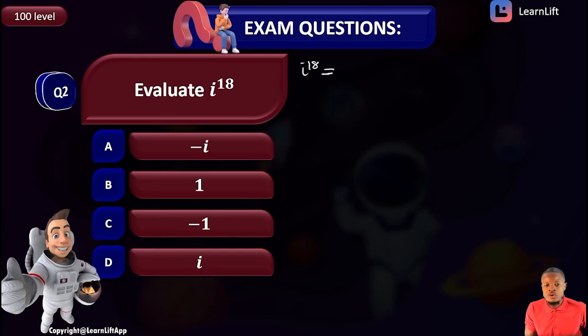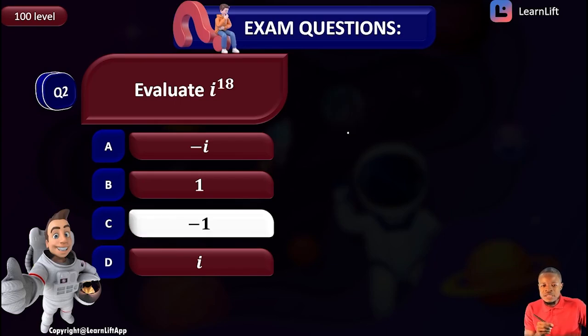Yes, pause and solve it yourself before you play, and then continue to ensure you are correct. This is going to give you i squared, all raised to the power of, what is 18 divided by 2? That's going to give you 9. That's going to give you your -1 raised to the power of 9. Of course, -1, what is it? Odd or even number? Odd number, and that's going to give you -1. And that also makes option C the correct answer to this question.